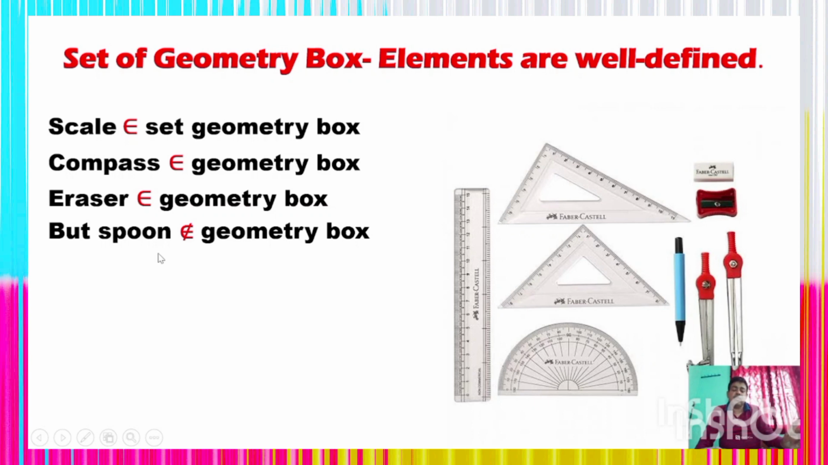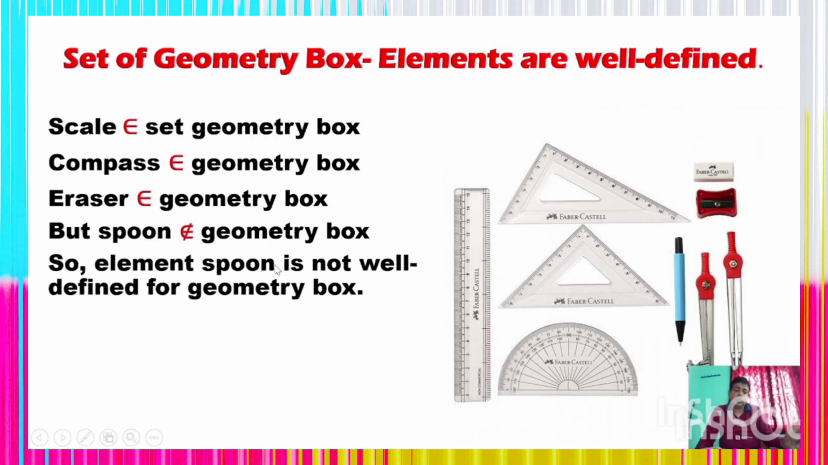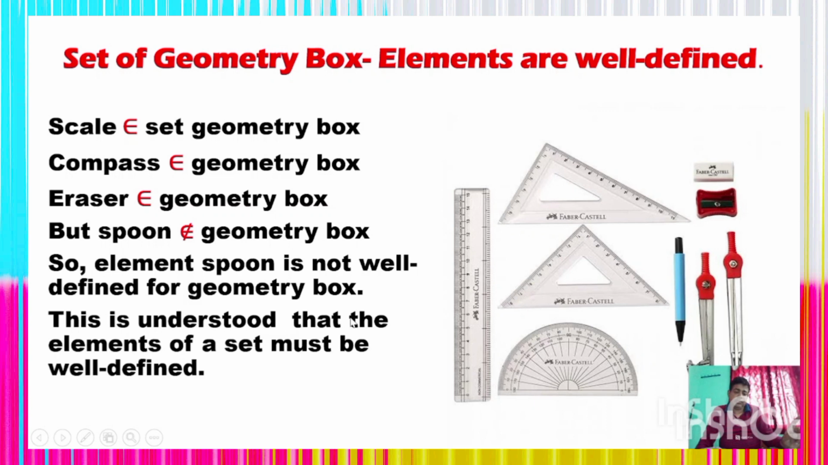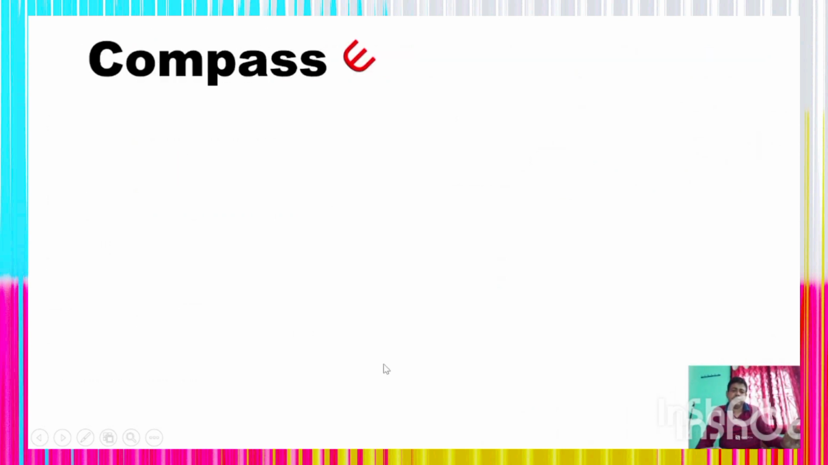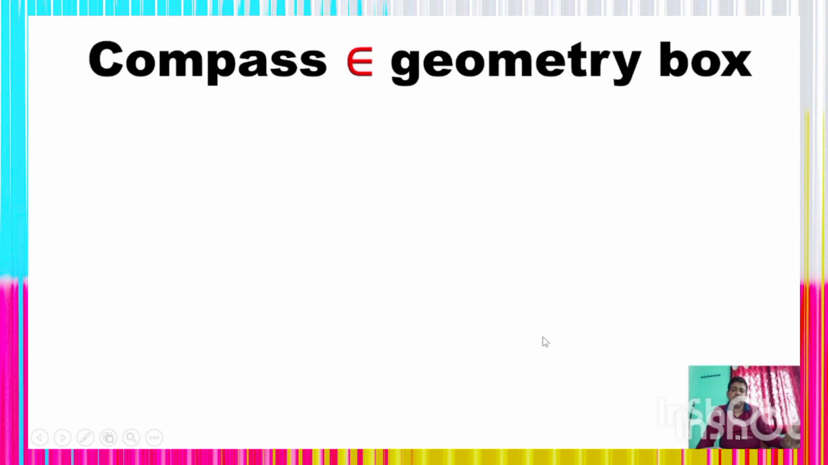required. The spoon is not an element which is required for any geometrical activities. The element is not well defined. So the element spoon is not well defined for geometry box. This is understood: the element of a set must be well defined, and a set is a collection of well defined elements. Once again, the compass belongs to geometry box, is required, inevitable, essential for any geometrical activities and construction.